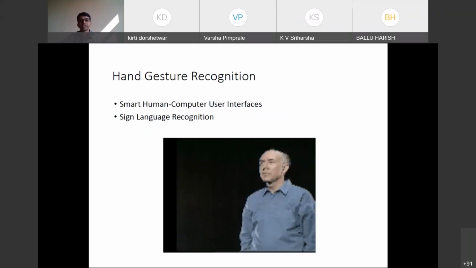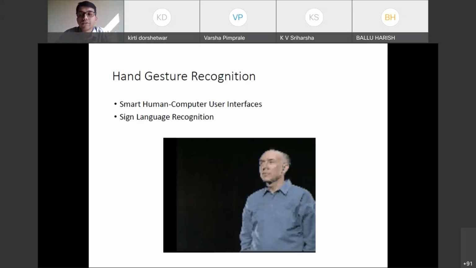Then comes hand gesture recognition, in which smart human-computer user interfaces are used, or sign language translation is there for the deaf and mute. Specifically, we have a very large community of deaf and mute persons, but due to the lack of communication tools, because even I don't understand the sign language in which the deaf and mute person is speaking. So how can we assist in helping them, or making them part of the complete social circle that we are in? So you can have sign language translators.